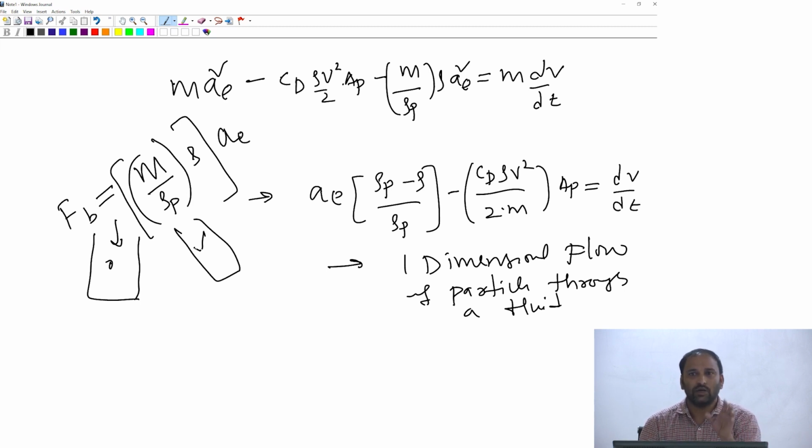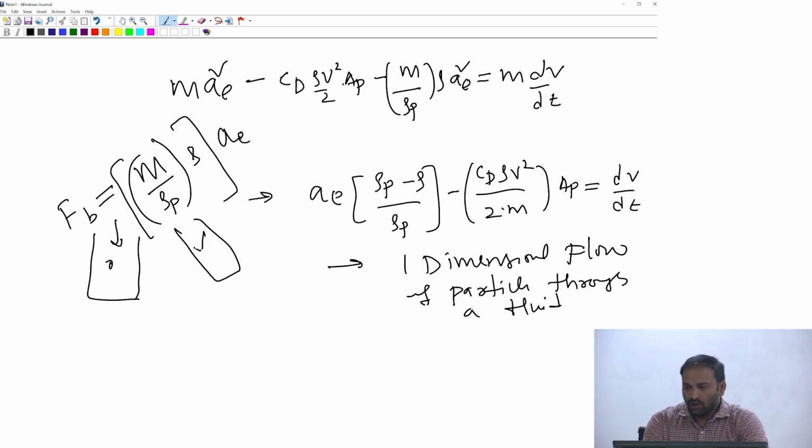At least in this case, we're considering a case where the particle, say in the case of gravity, is dropping down. Then the external force as well as the buoyancy are acting parallel to the motion of the particle. The direction may be different, but they're acting parallel.